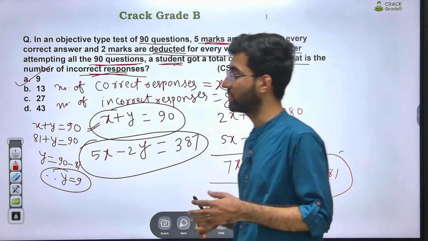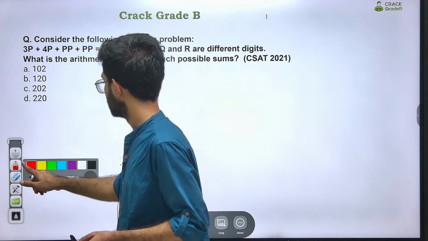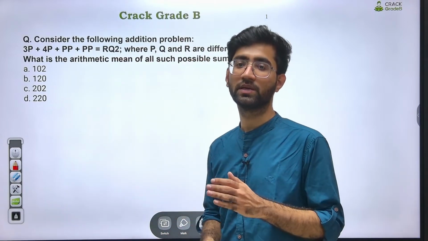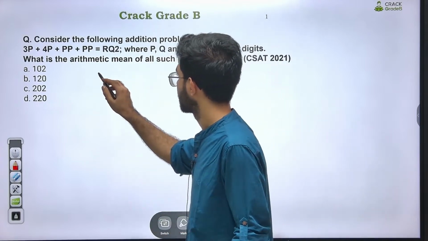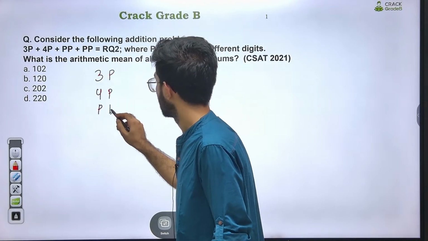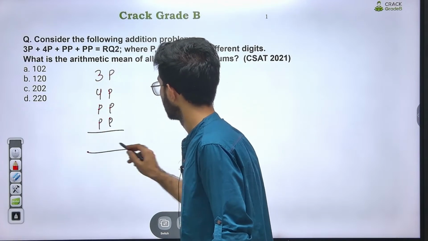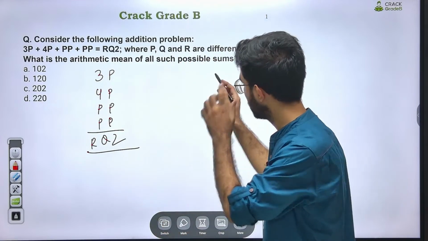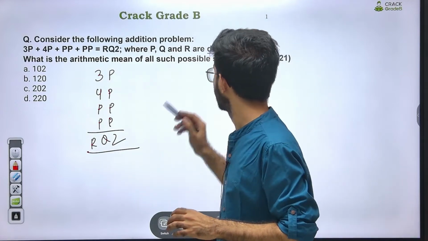Now let us solve another question. Now the question is 3P plus 4P plus PP plus P, that is equal to RQ2, where P, Q and R are different digits. What is the arithmetic mean of all such possible sums?